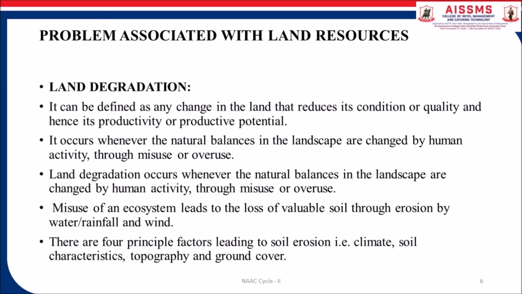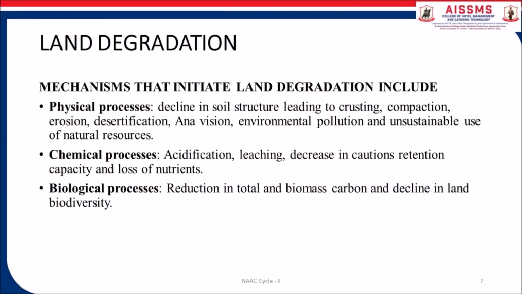Misuse of ecosystem leads to the loss of valuable soil through erosion by water, rainfall and wind. There are four principal factors leading to soil erosion, such as climate, soil characteristics, topography and ground cover. Land degradation. Mechanisms that initiate land degradation include physical process, decline in soil structure leading to crusting, compaction, erosion, desertification, anaerosion, environmental pollution and unsustainable use of natural resource.